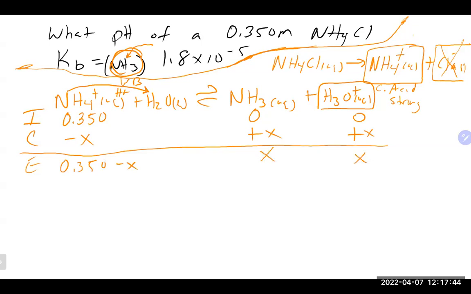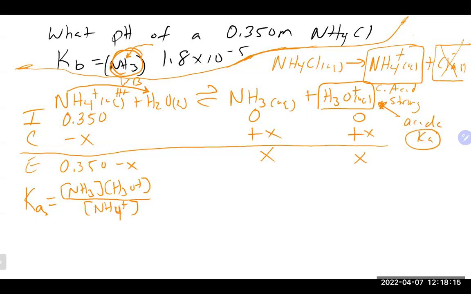Any questions on the ice table part of it? We can go into our K expression here, which is our NH3, our H3O plus, and our NH4 plus. This is going to be a KA that we need. Again, this is what the equation is going to help us truly understand. Should be acidic, and again, should be using a KA in this situation.